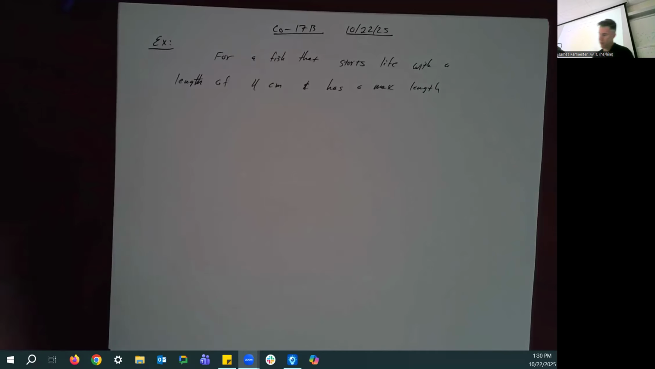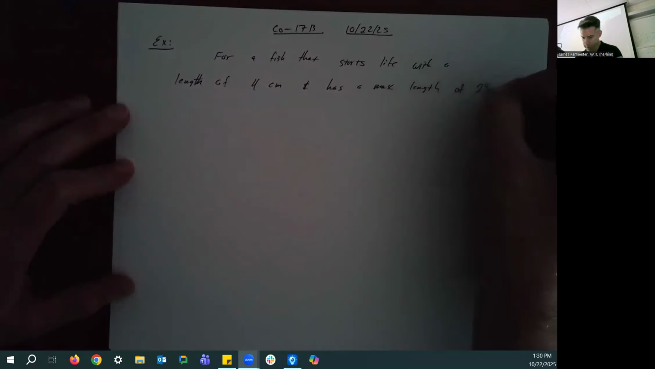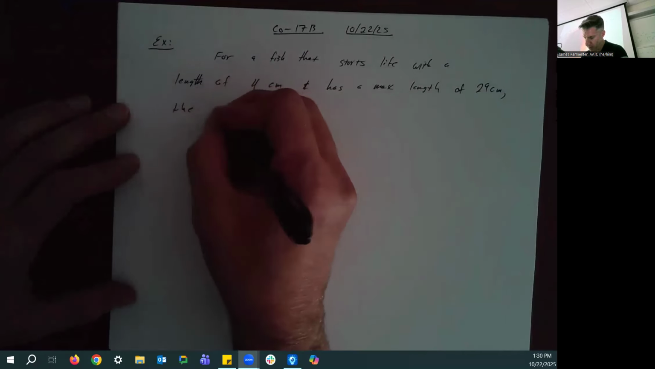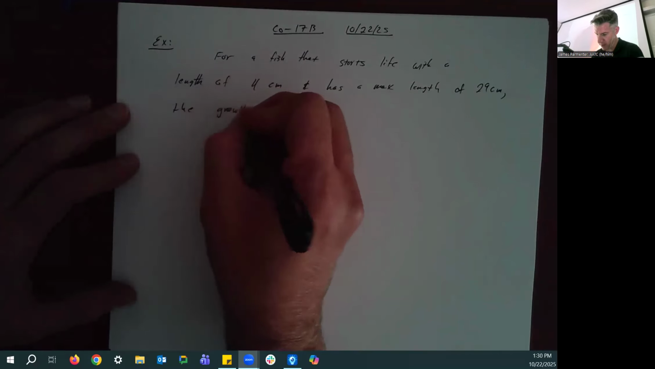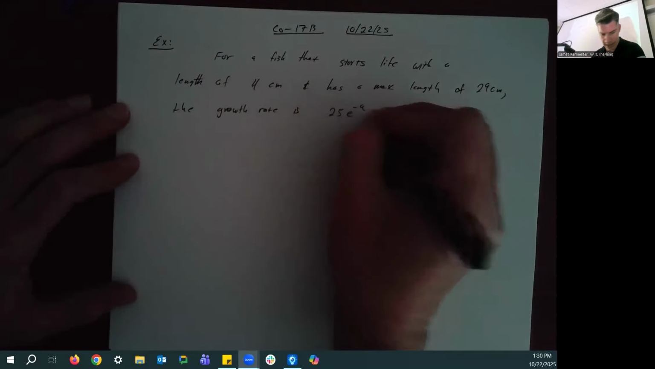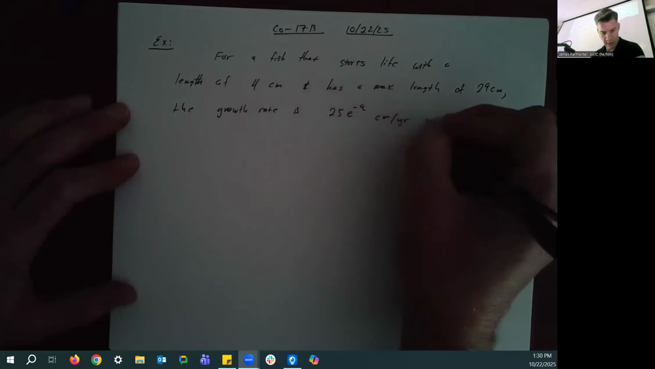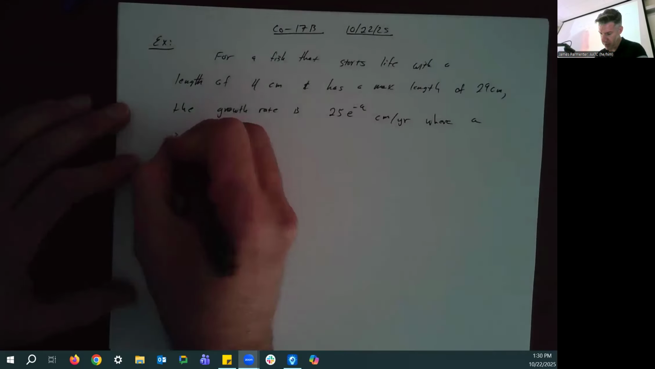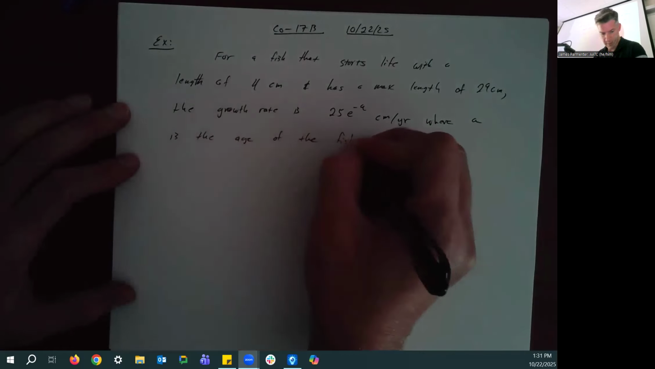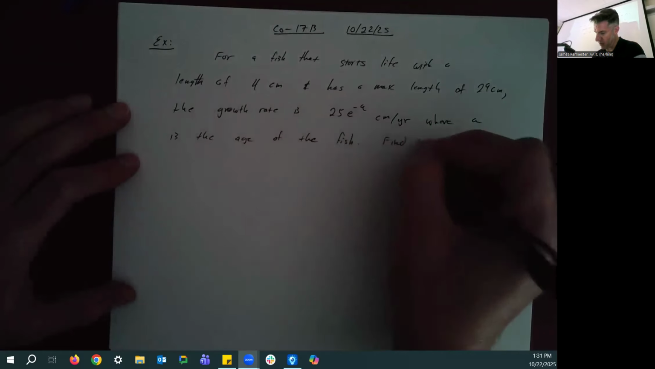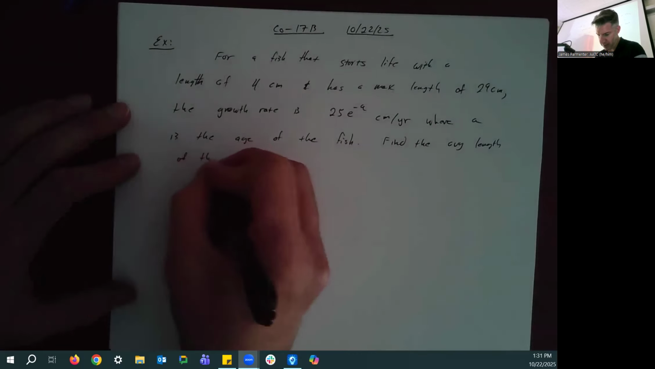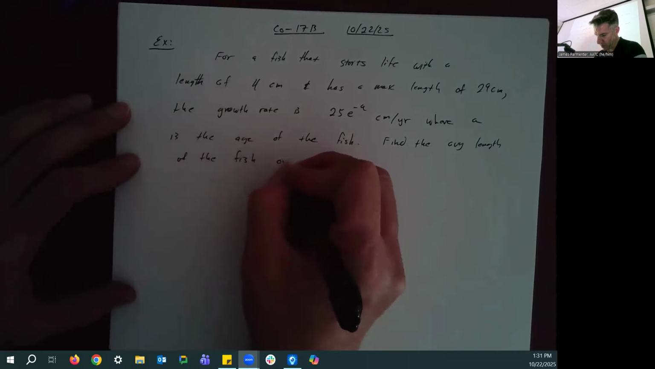So maximum length of 29 centimeters. The growth model predicts that the growth rate is 25 e to the negative a centimeters per year, where a is the age of the fish. Find the average length of the fish over the first 5 years of life.